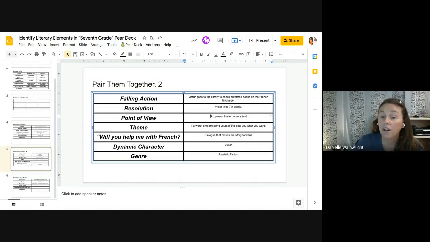Okay, the point of view of this story, which means is it told from Victor's point of view or another person's point of view, and if it's from another person's point of view, does that person know everything about the characters or just a little bit? In this case, an outside force is telling the story, so that's third person point of view, and it's limited omniscient, which means the narrator, the person telling the story, is not in the story, but they know some of what the characters are thinking and feeling, not everything. If they were fully omniscient, they'd know how every character's feeling, but they don't, so it's limited omniscient.